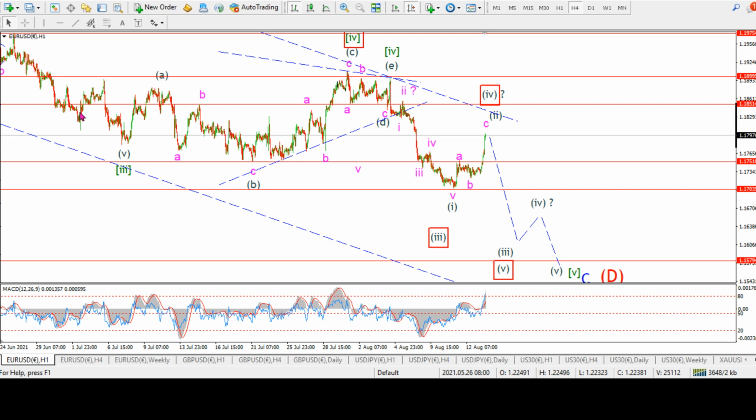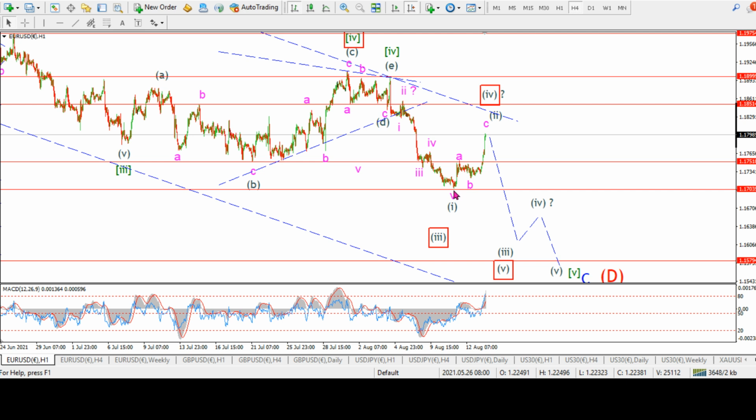You can view wave 4 as an expanded flat, which topped out at, where did we come in? 119.09. And from that point, you can trace 5 waves down, and if that's the case, then we're correcting higher in wave 4 of 5, and we should fall again in wave 5 of 5. The other way of viewing this is a triangle wave 4, and in that case, we have just completed wave 1, and we're topping out in wave 2. You can see 3 waves up here in wave 2, and we should still fall again in wave 3.